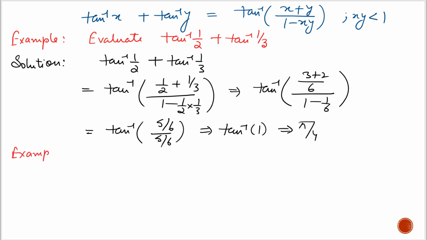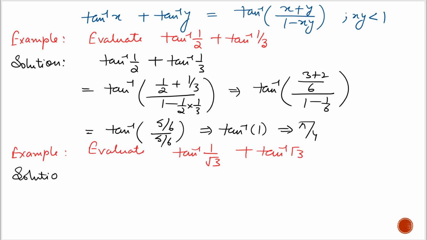Next example, evaluate tan inverse 1 by root 3 plus tan inverse root 3. Either we put straight formulas or straight values. Tan inverse 1 by root 3 is pi by 6 and tan inverse root 3 is pi by 3, which equals pi by 2.